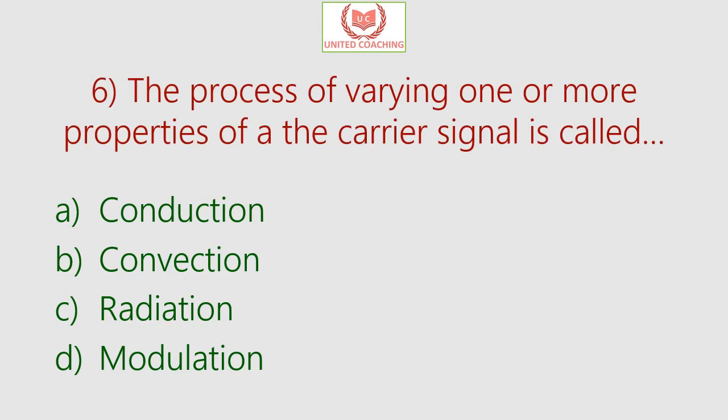Our next question is, the process of varying one or more properties of the carrier signal is called. So is it conduction, convection, radiation or modulation? So answer is modulation. In electronics and telecommunications, modulation is the process where one of the properties like amplitude, phase or the frequency of the carrier wave is altered. And there are three basic types of modulation, that is amplitude modulation, frequency modulation or phase modulation. So the process of varying the property of a signal is modulation.